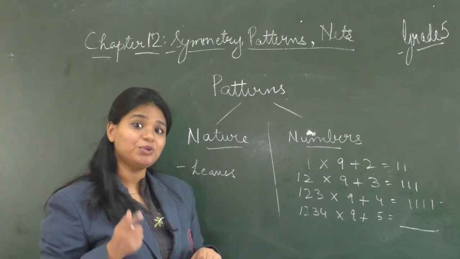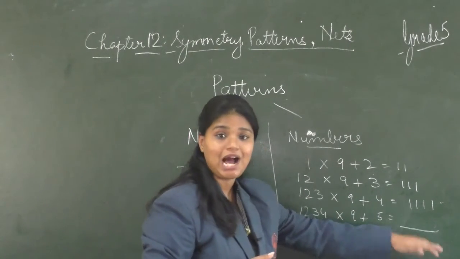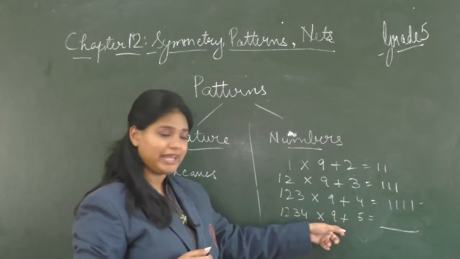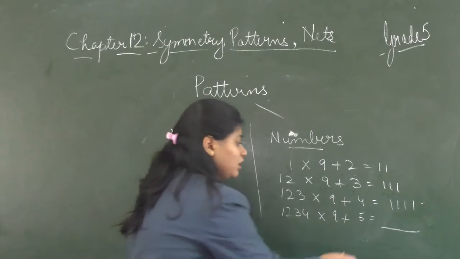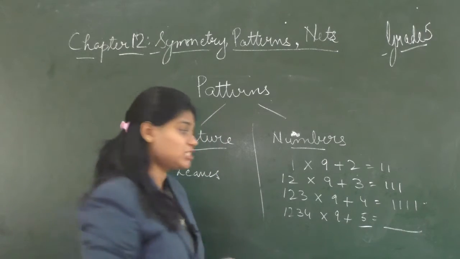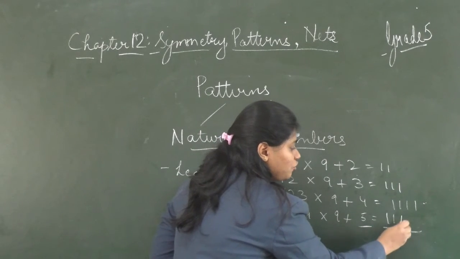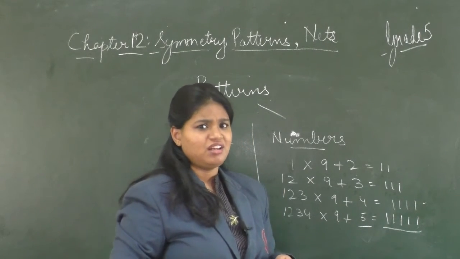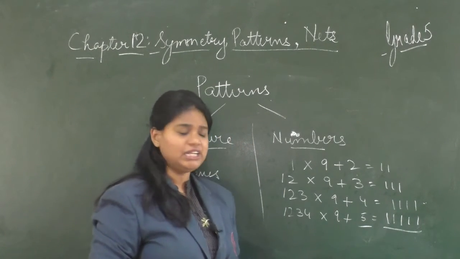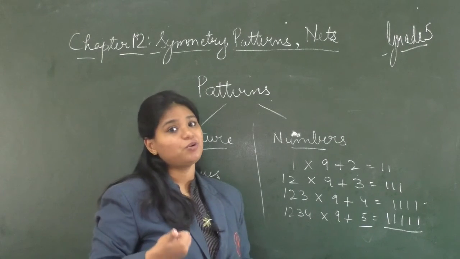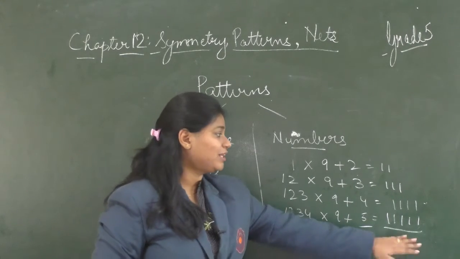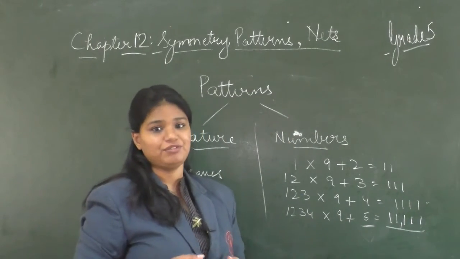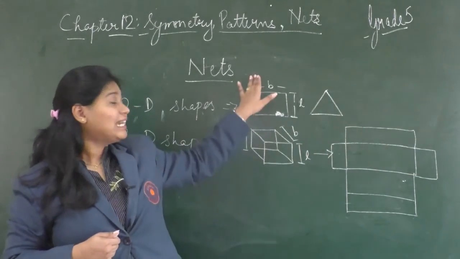Now from this pattern you can identify what will be the answer. So here I have written 1, 2, 3, 4 into 9 plus 5. So here it is 5, right? So I will write 1, 2, 3, 4, 5. 1 I will write 5 times. Like you might be confused, right? How is this happening? You can go and check the answer by yourself. You will get the answer as 11,111.